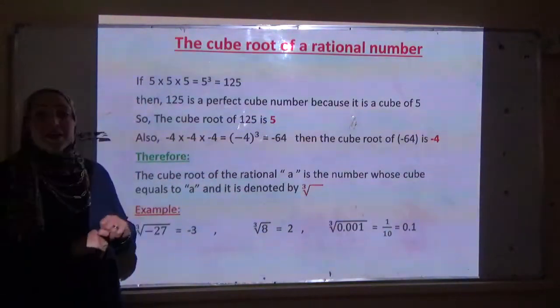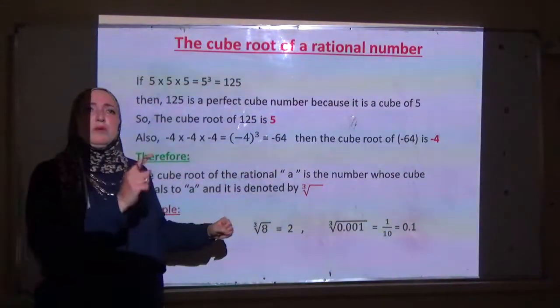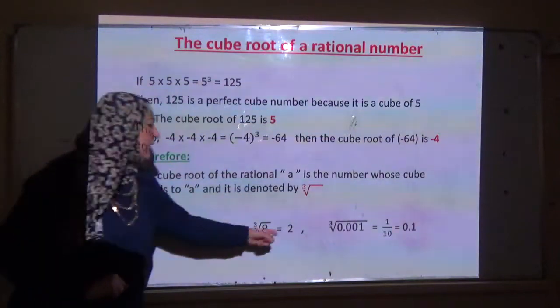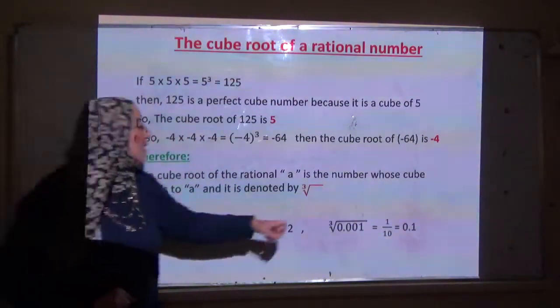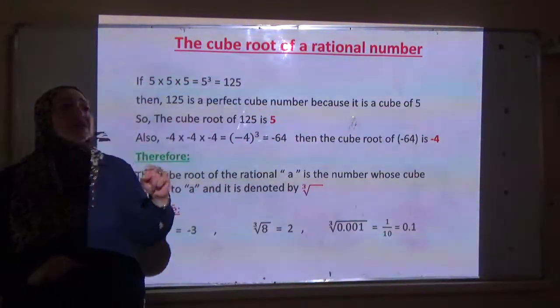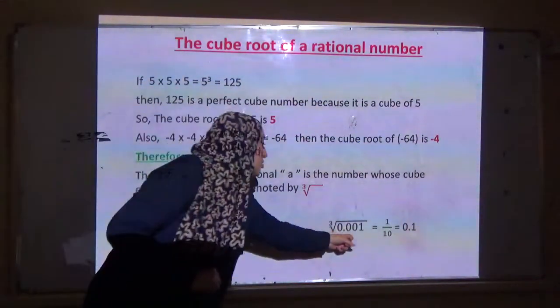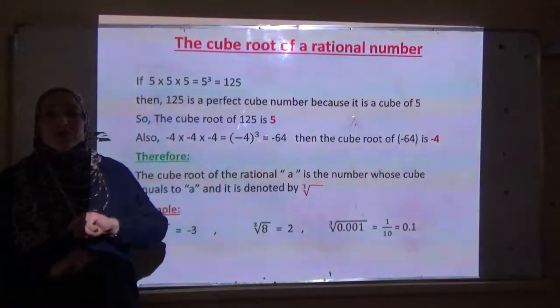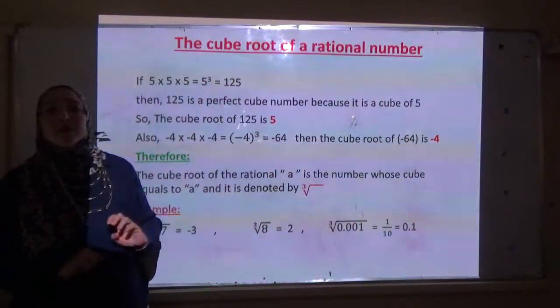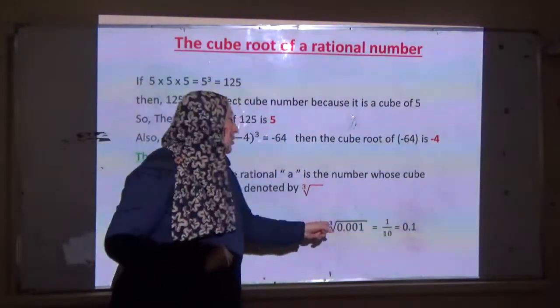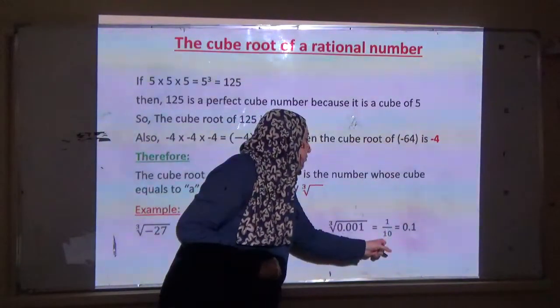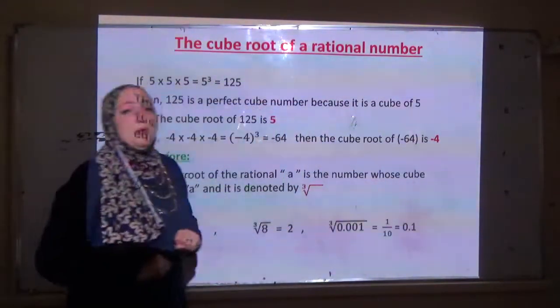Cube root of 8. Which number power 3 gives me 8? 2. Very good. Cube root of 0.001. We can convert it to 1 over 1000, or we can do it directly, which is 1 over 10 or 0.1.